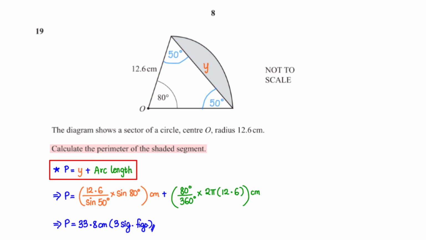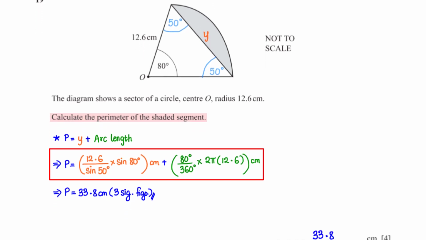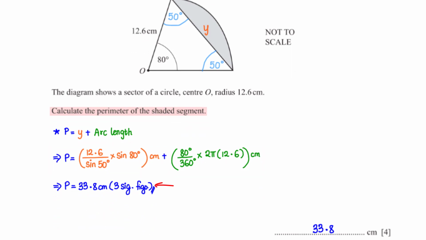We can get the length of y by applying the sine rule to the triangle and making y the subject. This gives us 12.6 over sine 50 degrees times sine 80 degrees. By applying the arc length formula, we get the arc length to be 80 degrees divided by 360 degrees times 2 pi times 12.6. When we type this into the calculator, we get 35.8 centimeters rounded to 3 significant figures.